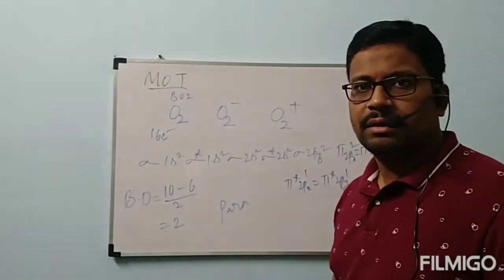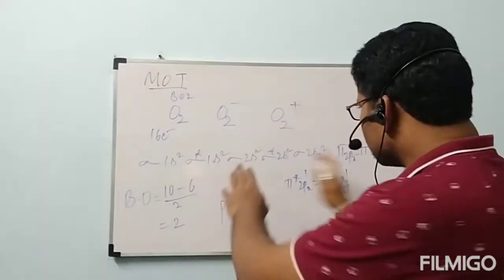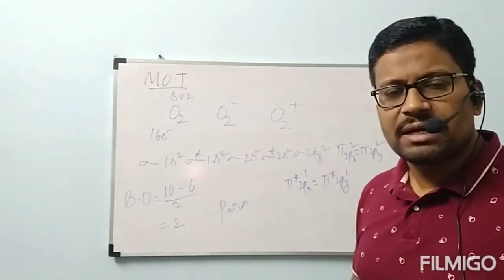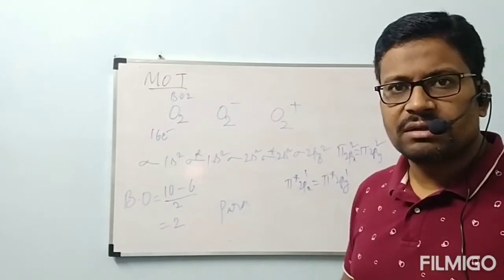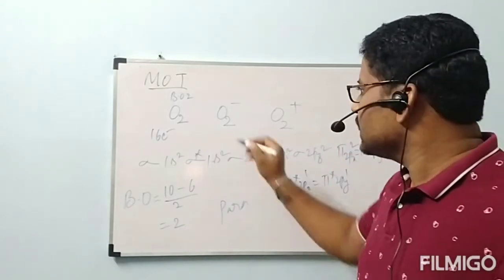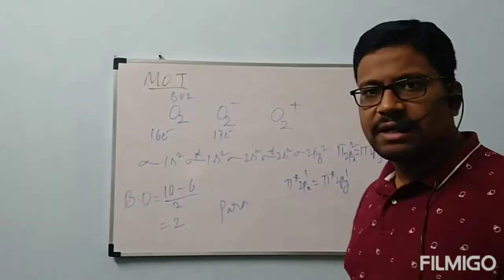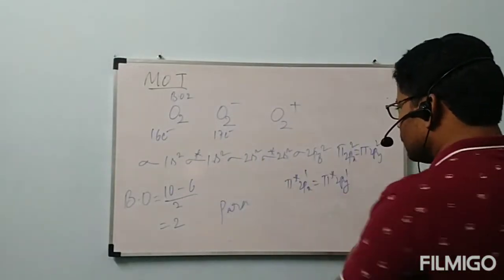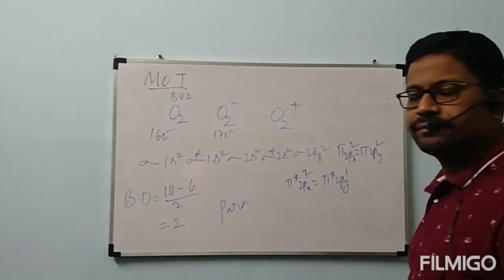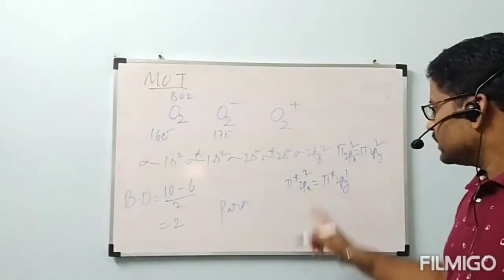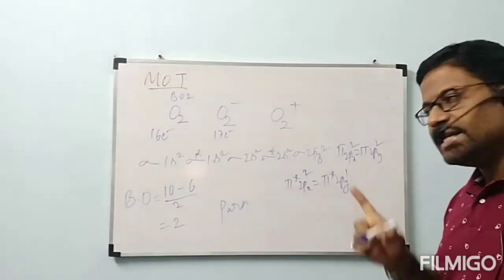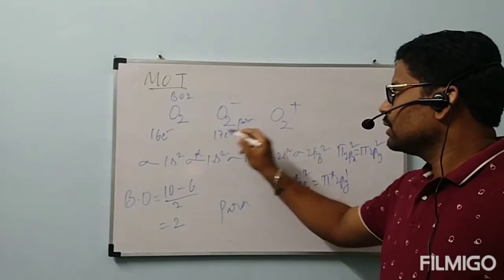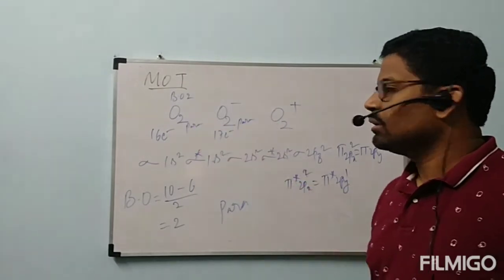Bond order 2 here. Next, O2 minus. From this electronic configuration only we will continue. O2 minus means how many electrons? O2 has 16 electrons and it has one excess electron, so it is a 17 electron system. Everything will be the same, but here we have 2 electrons, so it is left with one unpaired electron. It is also paramagnetic. O2 minus is also paramagnetic.